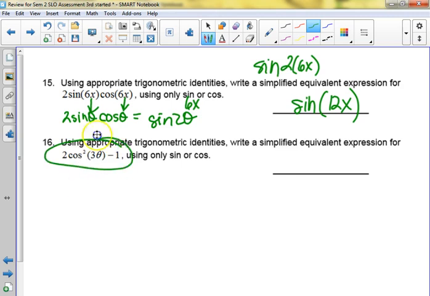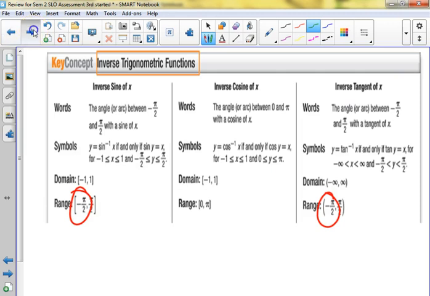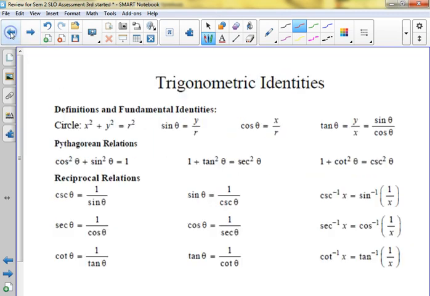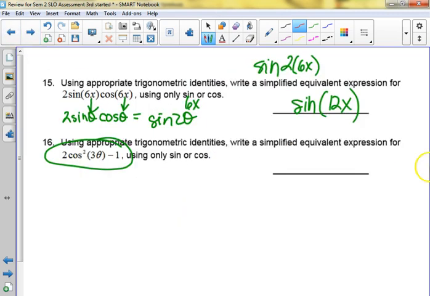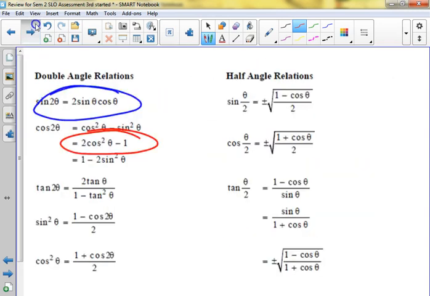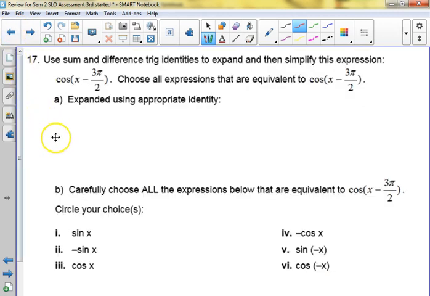2 cosine squared minus 1. 2 cosine squared minus 1 is cosine of 2 theta. Okay, I gotta find the question again. So this is cosine of 2 theta. Only instead of a theta, we had a what in there? 3 theta, or cosine of 6. Okay. Easy, yes? I hope.